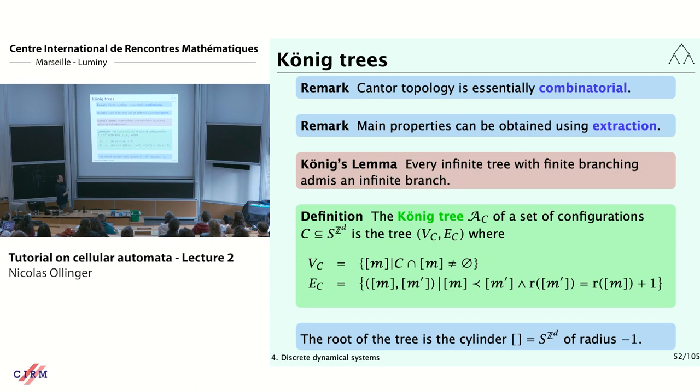So what is a conic tree? A conic tree associated to a set of configurations, a set of paintings of Z^d, is simply a graph where the vertices are all the cylinders that intersect my set of configurations. And I have an edge from a cylinder to another if the first one is a sub-cylinder of the other and the difference in radius is just one. If you take the transitive closure of this set of edges, you obtain all the cylinders which are sub-cylinders of another. So you have an infinite tree with finite branching if the set C of configurations is non-empty. At the root of your tree, you have the whole set of configurations, the cylinder of radius minus one.